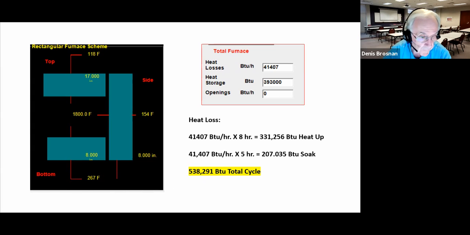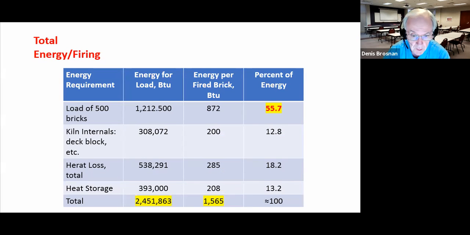Okay, so we've dealt with the heat loss, and we're going to add everything up here. I didn't neglect the storage. It was predicted as 393,000. And so if we add all the energies up, we're going to come up with 2,451,863 BTUs for this process. That included the 872, I guess it was 872 energy per fired brick. Add up the kiln internals, the heat loss and the heat storage, and we get a total of 1,565 BTUs per brick.